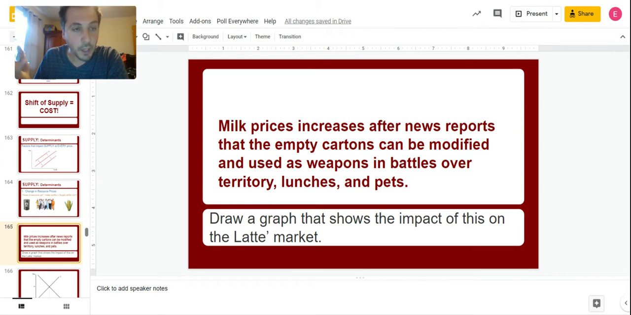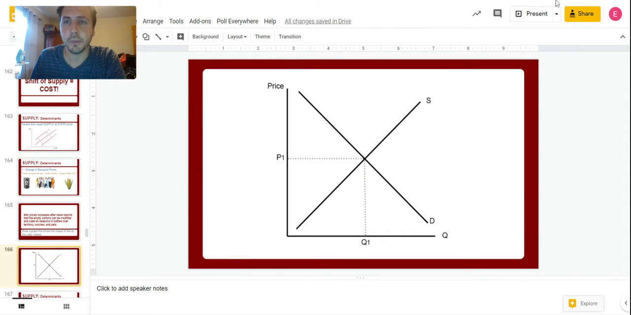And so if the price is going up for milk, then of course it's going to cost more to produce lattes. When it costs more to produce lattes, some coffee shops are just going to decide to not sell lattes because they can't make a profit off of them. So let's look at that in an actual marketplace here.